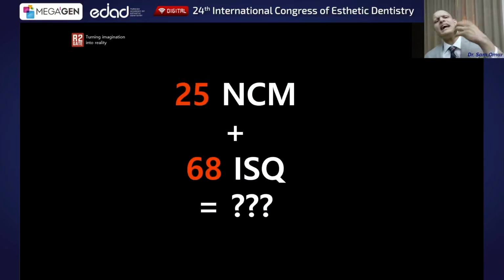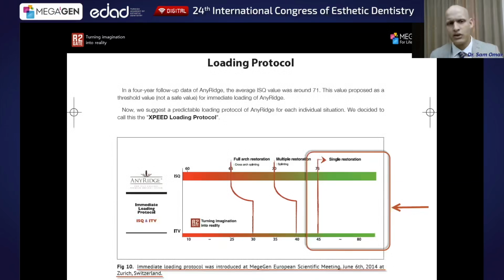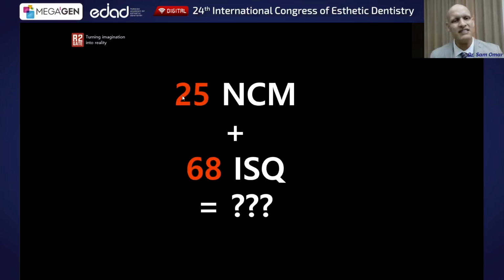So if we get only 25 Newton centimeter and only 68 ISQ, can we load this case immediately or not? So let's go back to the criteria. We said for single restorations, we need 45 Newton centimeter and we need 75 ISQ. We only got 25 Newton centimeter and 68 ISQ.